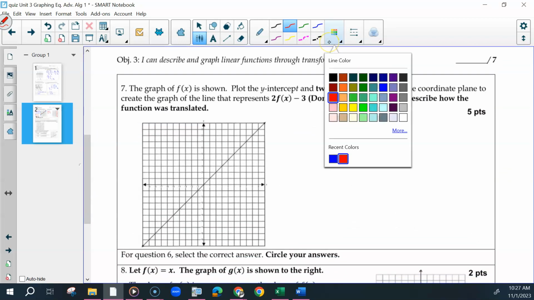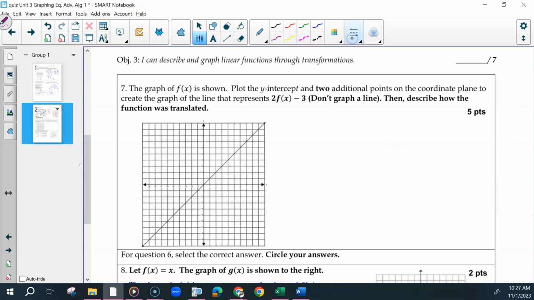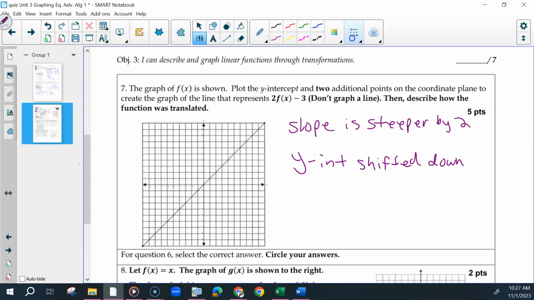Seven, there were some of us who got all the points, some of us did not. So there were 5 things you were supposed to do. Plot the y-intercept, plot 2 additional points on the graph, then describe how the function was translated. So the 2 things that happened, the slope got steeper by 2, and the y-intercept was shifted down 3. So if you miss any piece of that, like you didn't put the slope or the y-intercept, you miss points.